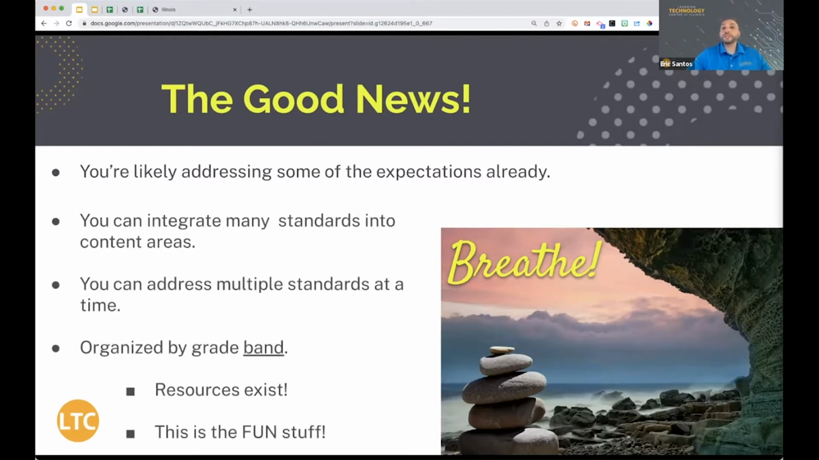You can definitely address multiple standards at a time, and they're organized by grade band. So you don't have to feel pressured that every single grade level has to have something specific going on, as long as you're hitting those standards within a grade band. There are plenty of resources out there, and I'll share some of them towards the end. And this is really an opportunity, something you could look at as the fun stuff, right?